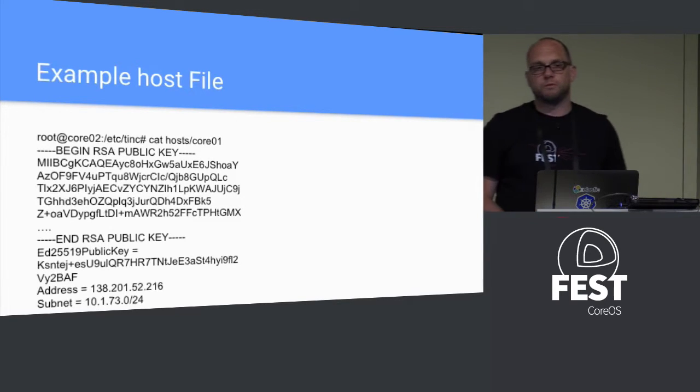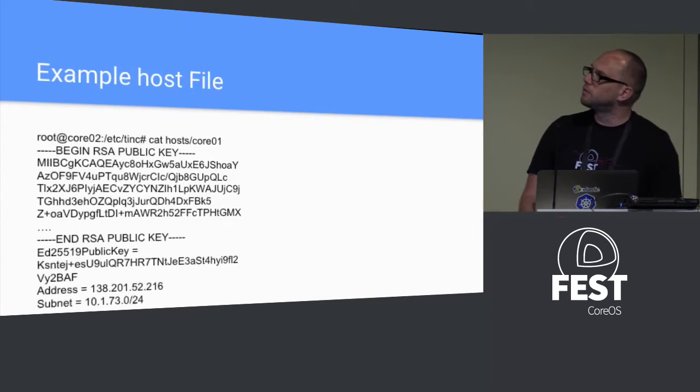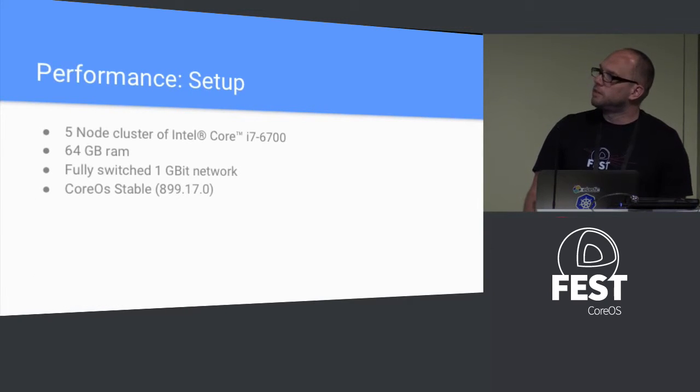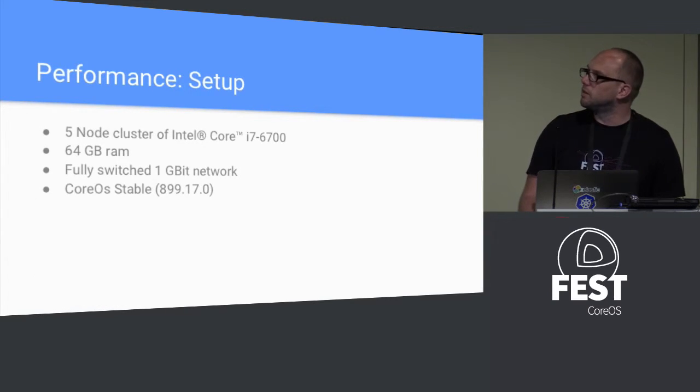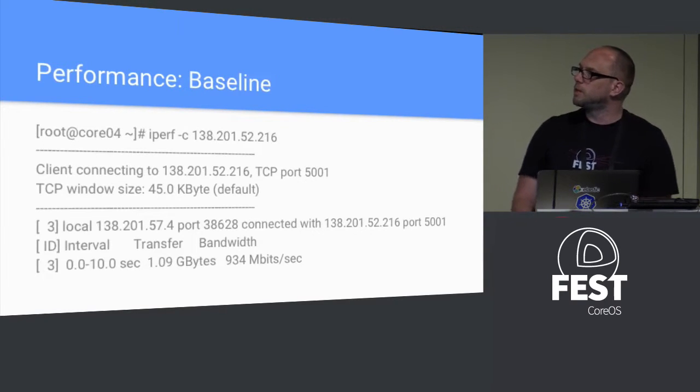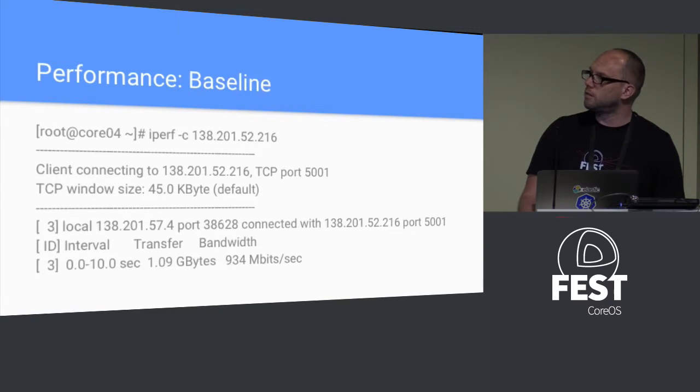So let's talk about the performance of this thing. Yesterday I did some tests on a cluster. This is a 5-node cluster with a modern Intel CPU. It has 46 gigabytes of RAM. I don't think this is important in this context because on such a small cluster, Tinc wouldn't use a lot of RAM. And it has a fully switched 1 gigabit network, and it's running CoreOS stable, the latest version from the stable channel.